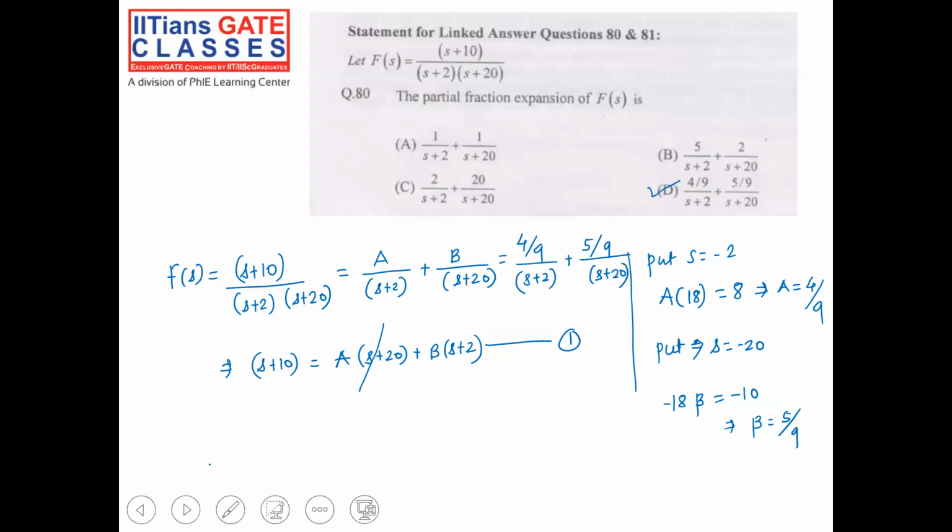Okay, coming towards the next question. This is linked to the previous part. They are asking us the inverse Laplace of F of s. As I already told, F of s we have written as (4 by 9) divided by s plus 2 plus (5 by 9) divided by s plus 20.